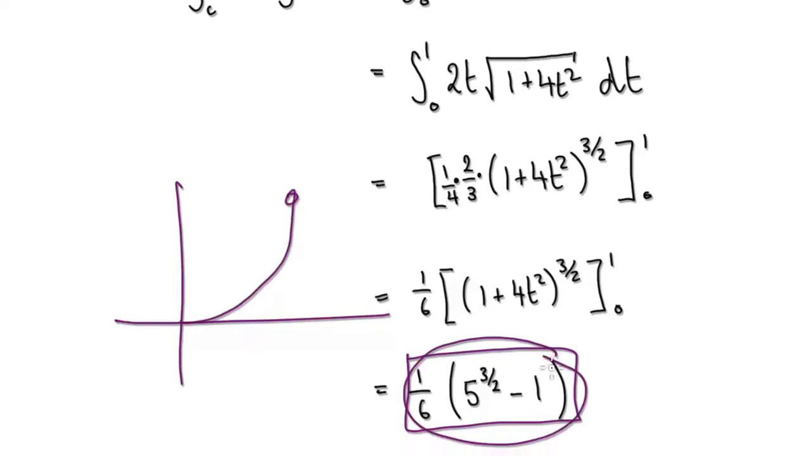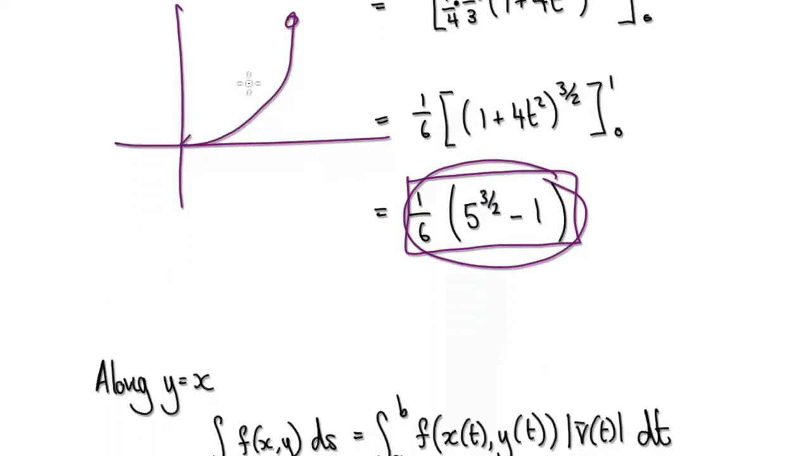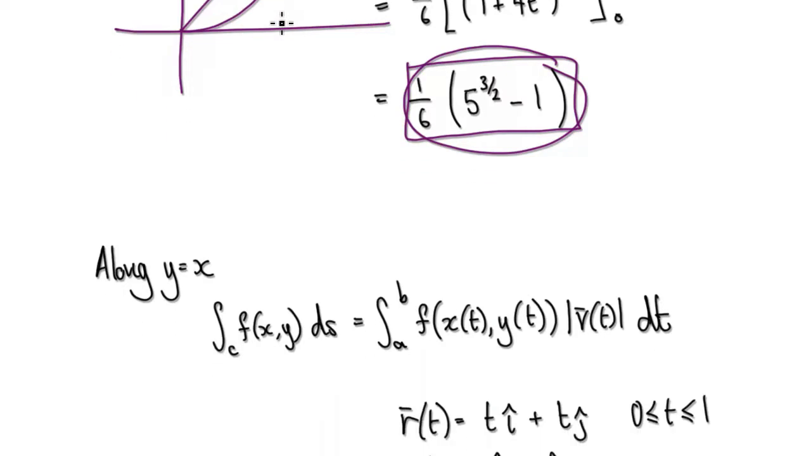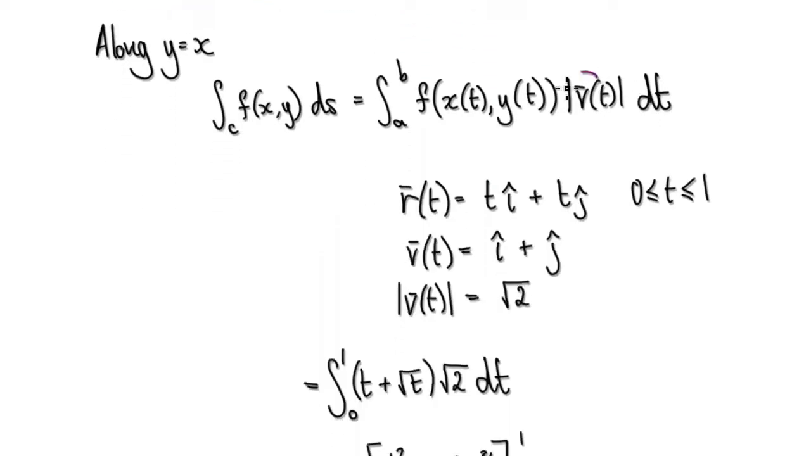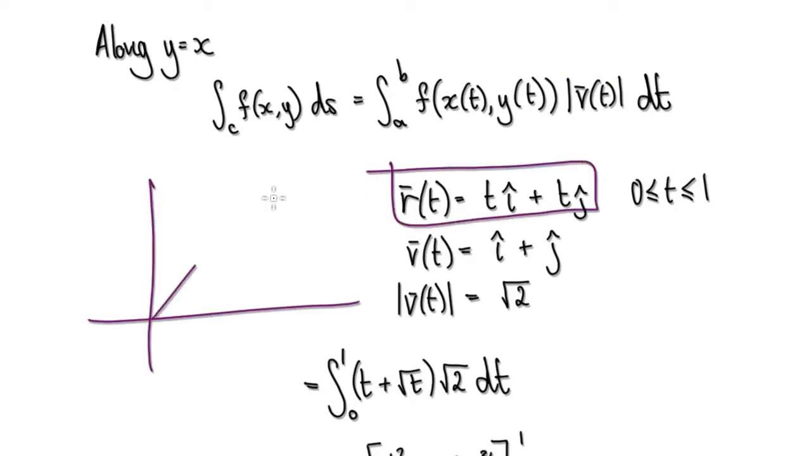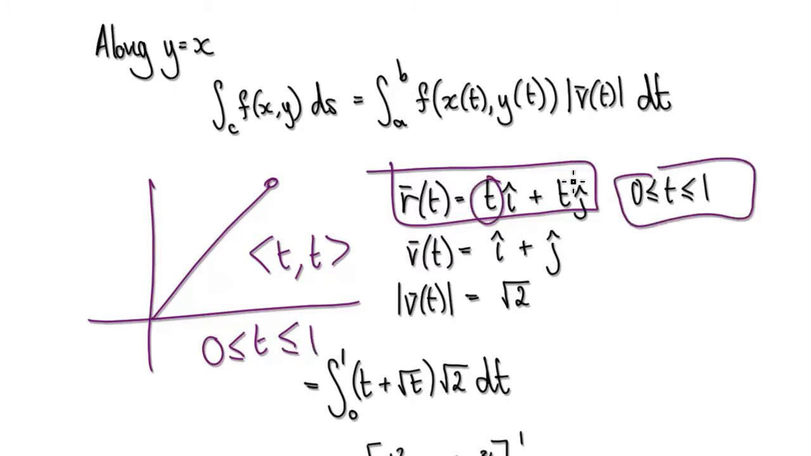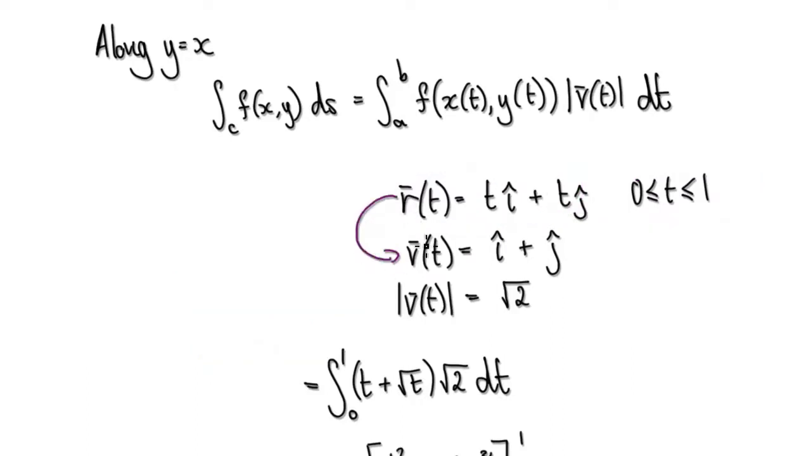Okay, so now let's consider moving along the straight line y equals x. So along y equals x, we would need this speed. We've got to set up the position vector. The position vector will be t, t, where t is from 0 to 1. And then differentiate it. That would give us our velocity vector. So that would be 1, 1. Use Pythagoras. The speed would be square root of 2.